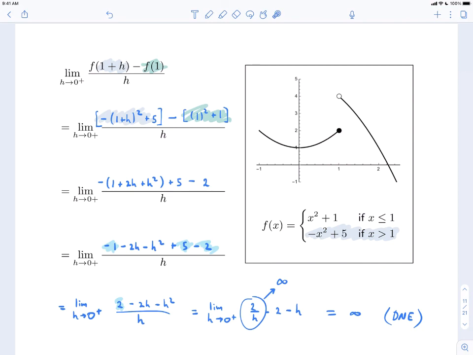That means that the derivative doesn't exist. Remember, the limit we're trying to compute is the limit of this difference quotient. We're just looking at the right-hand limit. So this limit doesn't exist. So that means the derivative doesn't exist. So the function is not differentiable at 1. And this sort of thing will happen when you have a point of discontinuity.